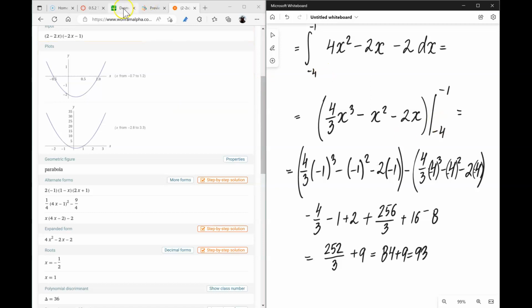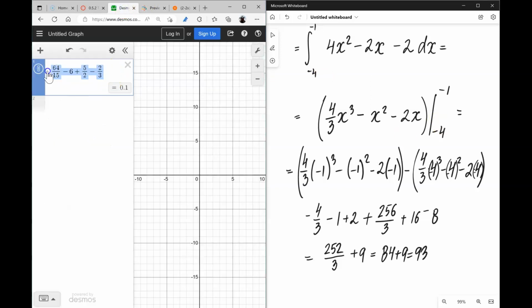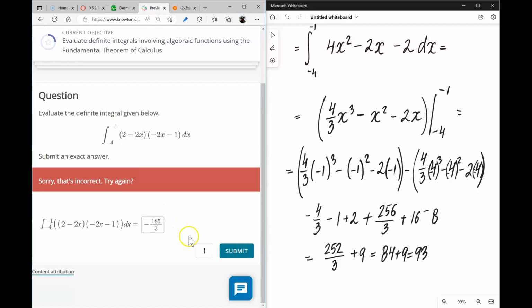Now, this time, because I don't want to risk it, I'm actually going to check my final answer with Desmos here. So I'm going to type this integral, negative 4, negative 1, 4x squared minus 2x minus 2 dx. The answer is 93. That's right. So now I'm more confident.